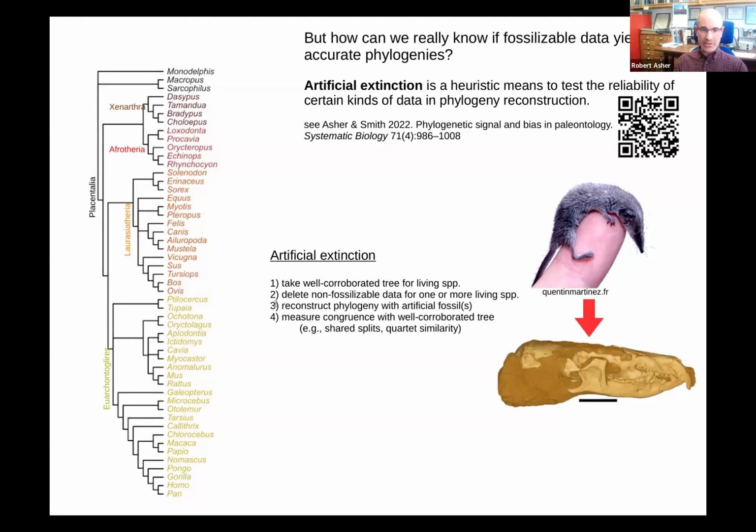Okay, so you reconstruct the topology with our artificial fossil, in this case the shrew, and then you measure the congruence of the resulting topology from that artificial extinction experiment. Does it look like the well-corroborated tree? You can use all sorts of different measurements: shared splits, quartet similarity, Robinson-Foulds. For this talk, I'm just going to use shared splits. We'll come back to that.